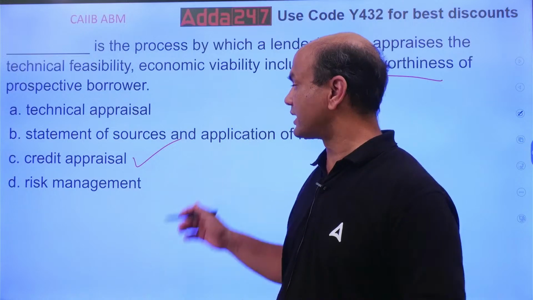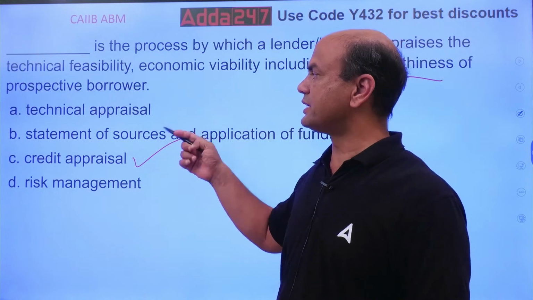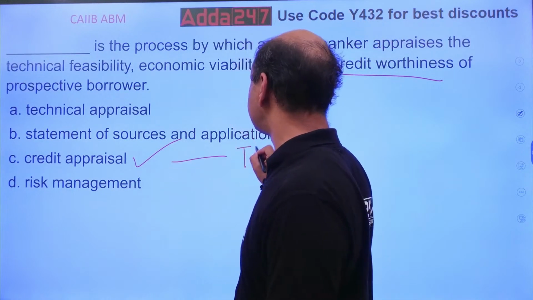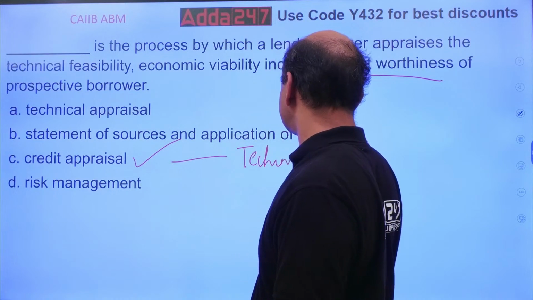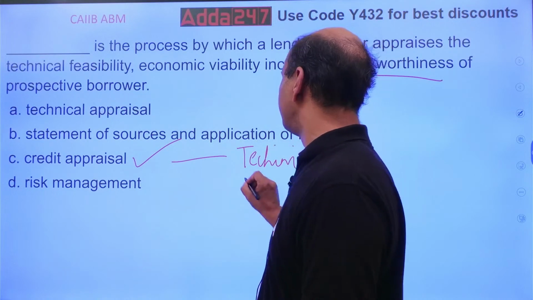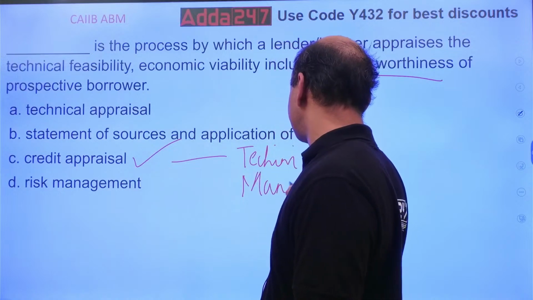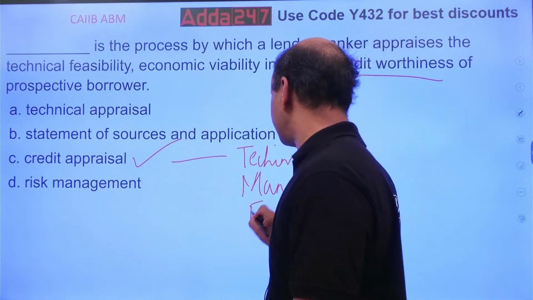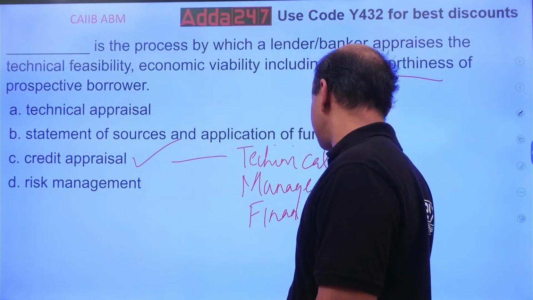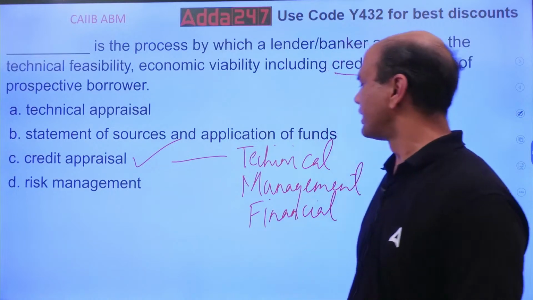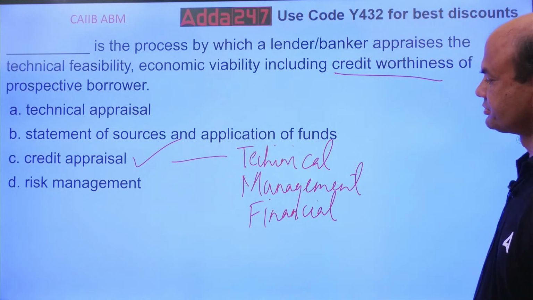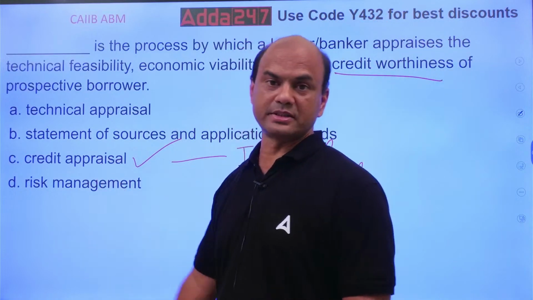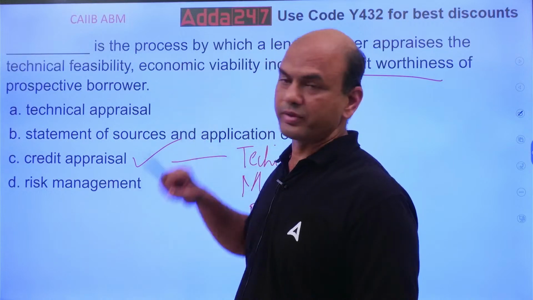Okay, so basically there are three approaches. Technical is there, financial is there, management. Yeah, that's what I was thinking. Three appraisals are there: technical, management, and financial. Got it? So these are the three appraisals in credit appraisal.